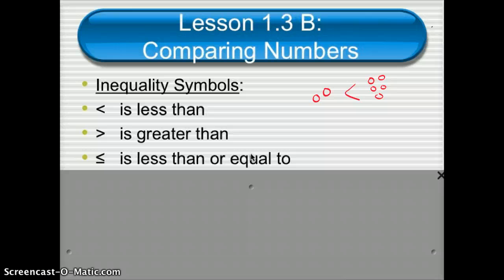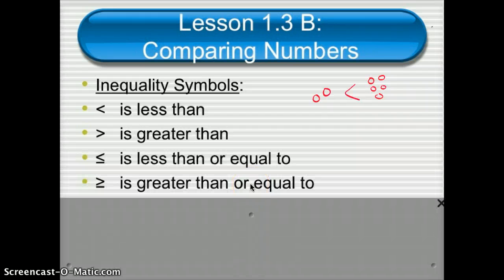These couple things may be new. If it looks like the less than symbol but has a little bar under it, that's the symbol for is less than or equal to. If you have a symbol like this, it's greater than or equal to.